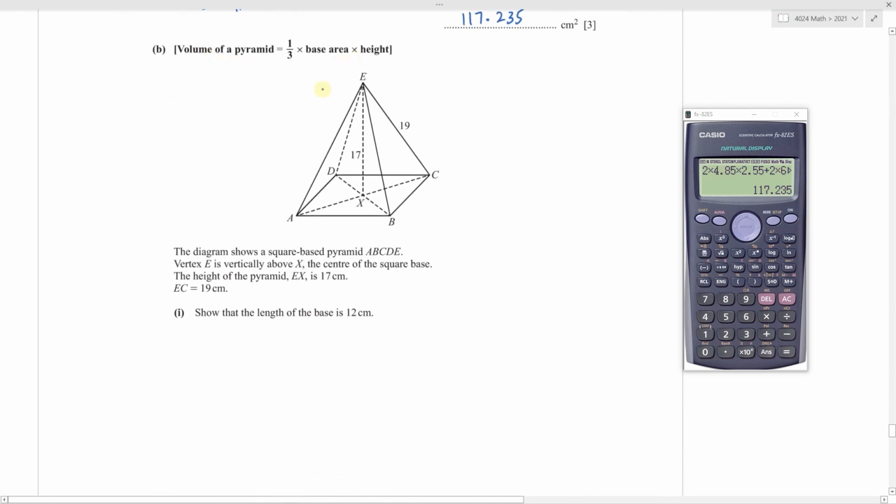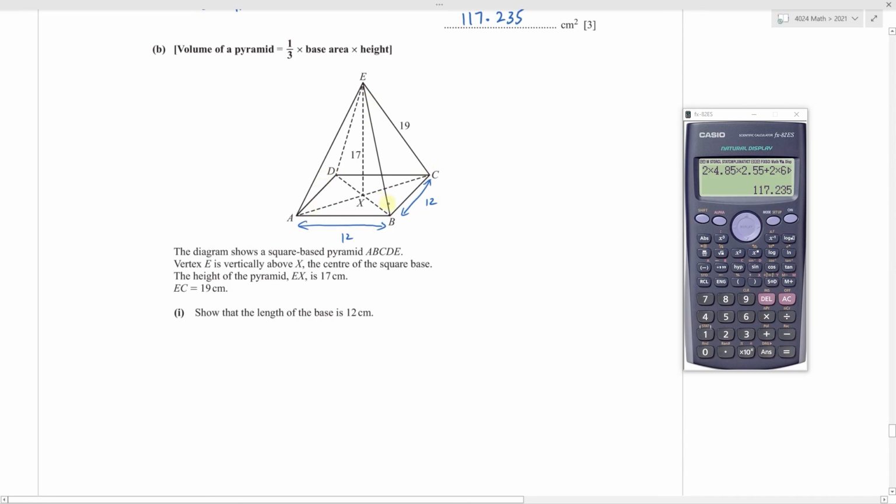Part B is volume of pyramid is given by this formula. The diagram shows a square based pyramid A, B, C, D, E. Vertex E is vertically above X, which is the center of the square base. So X is the center. The height of the pyramid is 17, EC is 19. Show that the length of the base is 12 centimeters. So you have to show that this side is 12 centimeter, because it's a square, so all four sides of the base are 12.